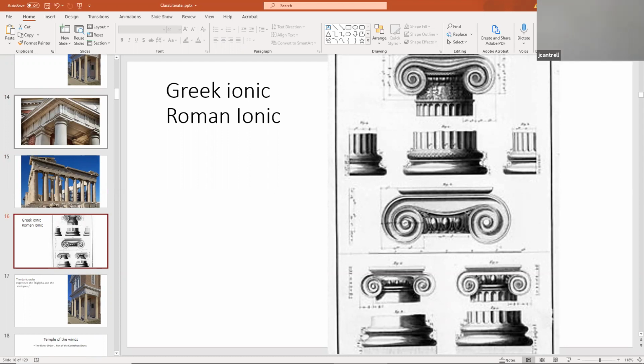I'm trying to take a picture of it. Okay, thank you. Okay, yeah, you will get a PDF of all the PowerPoint presentations. Yeah. Okay, thanks very much. Sure.